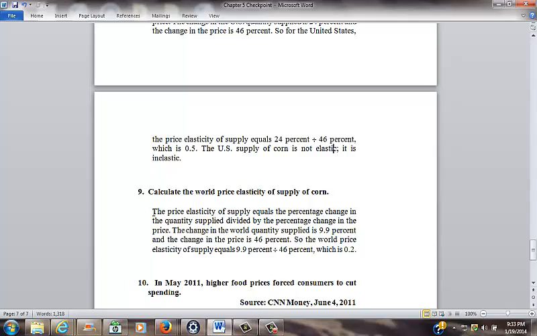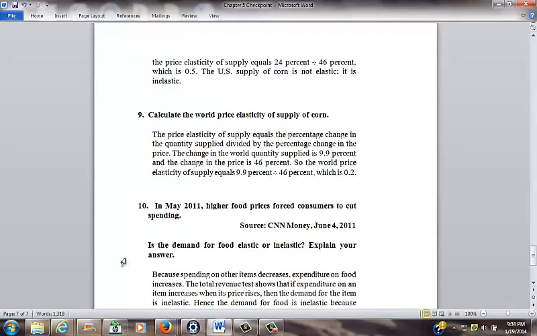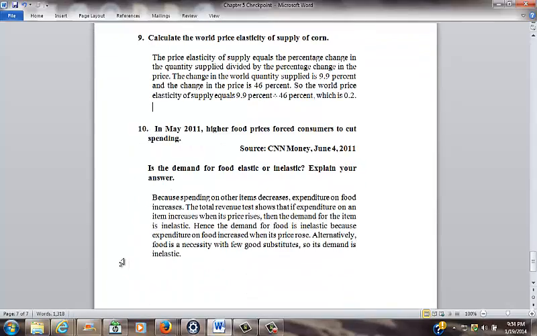Question 9. Calculate the world price elasticity of supply of corn. The price elasticity of supply equals the percentage change in quantity supplied divided by the percentage change in the price. So the world quantity supplied is 9.9% and the change in price is 46%, divided by 46%.